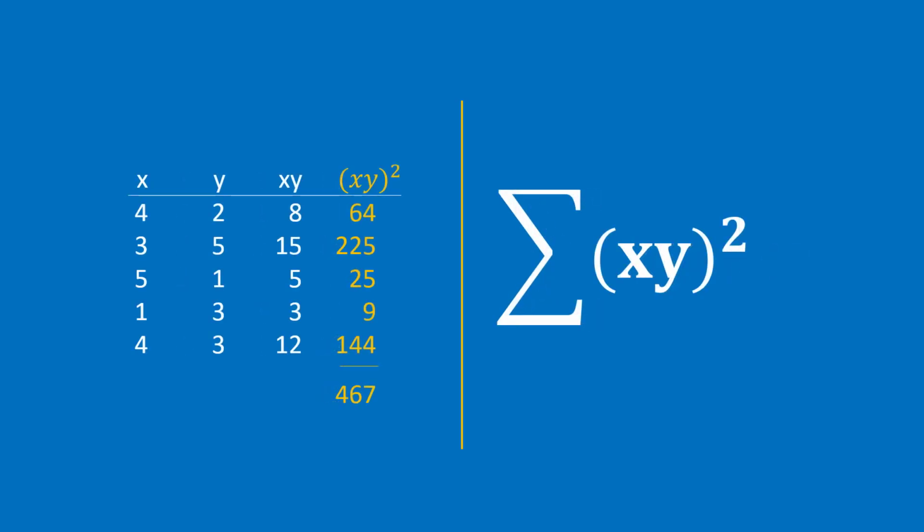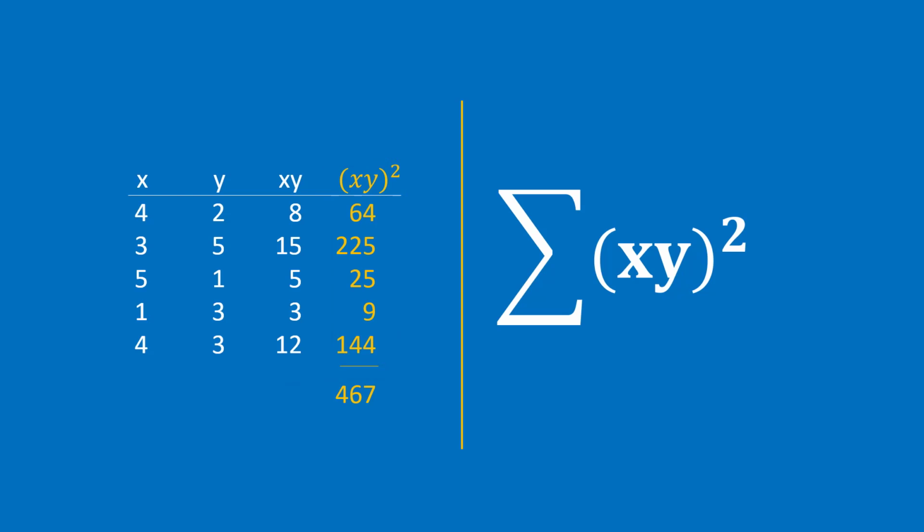Here's another one. In this case, we're being asked to multiply the x and y values and then square the products. Again, we'll use the summation table, but add another column, which I've added over here, in which to do the squaring. The sum of x and y squared is 467.